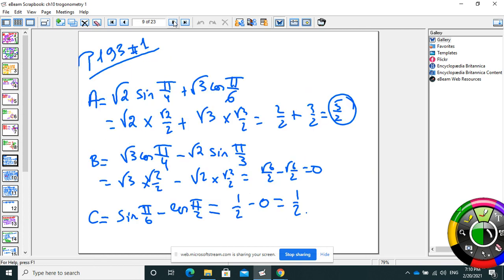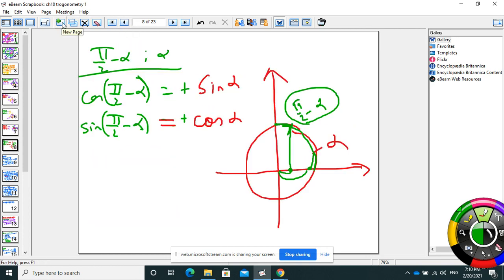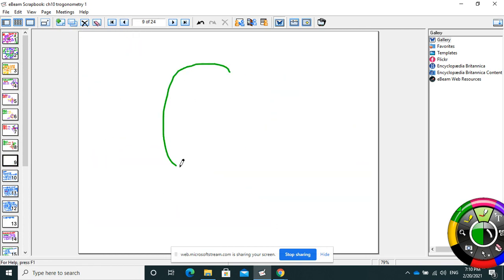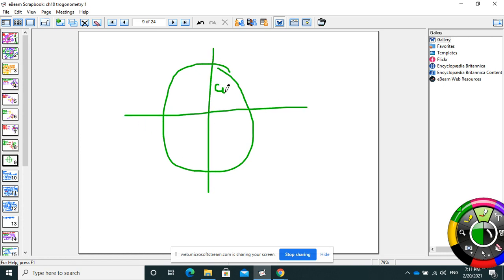Okay, that's it. Here we will start the application. But before this, a little reminder. If I have my unit circle, in quadrant 1, the cosine is positive and the sine is positive. In quadrant 2, cosine is minus and sine is plus. In quadrant 3, both are negative, cosine and sine are negative. Here we have cosine plus and sine negative. That's it.